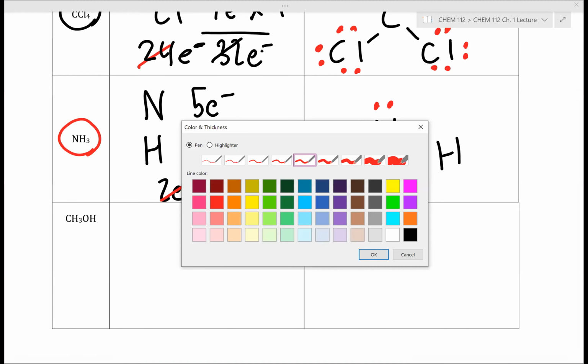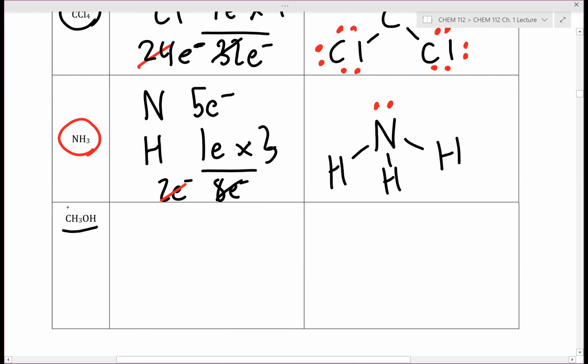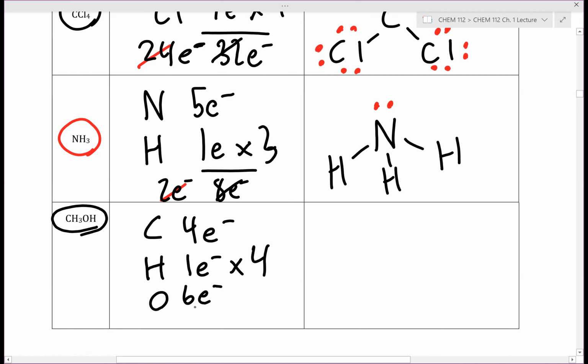So let's now talk about methanol, or CH3OH, methyl alcohol, whatever you want to call it. Carbon contributes 4 electrons. Hydrogen contributes 1 electron, and how many hydrogens do we have? 4. Yep. Oxygen contributes 6 electrons. So in total, we have 8 plus 6, so we have 14 electrons to work with. Now, in terms of our central atoms, what's our first central atom going to be? Carbon, yep.